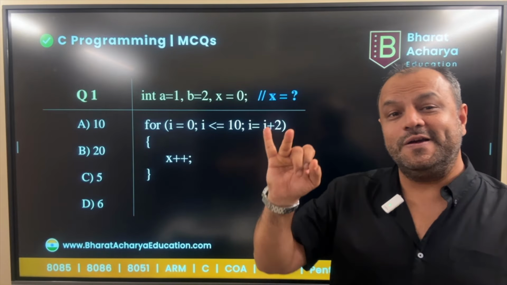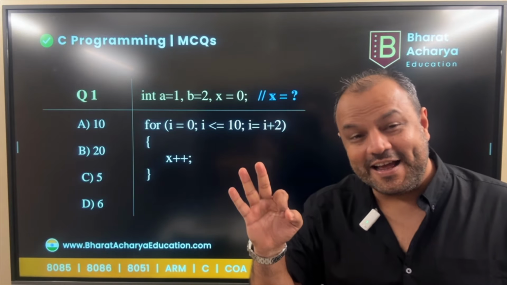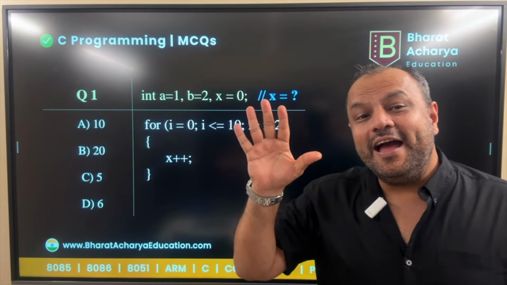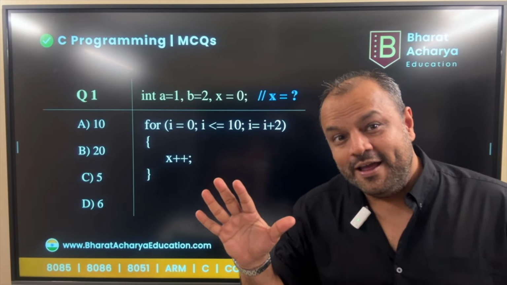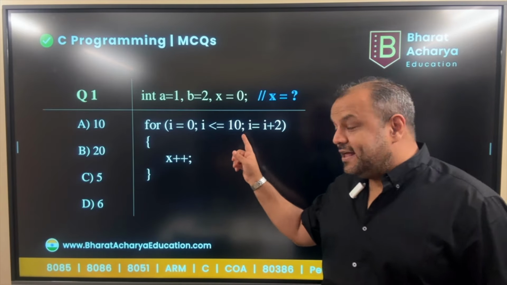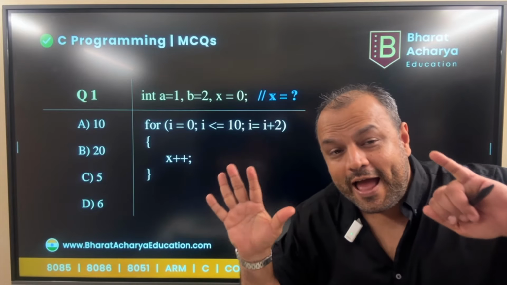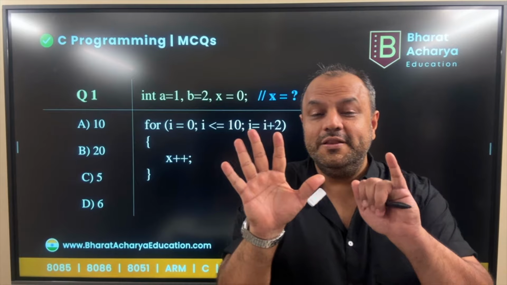Next iteration, I has become 4. Next iteration, I has become 6. I has become 8. I has become 10. Next, even then the iteration will take place because it said less than equal to 10. I has become 12. That's when the loop will break.